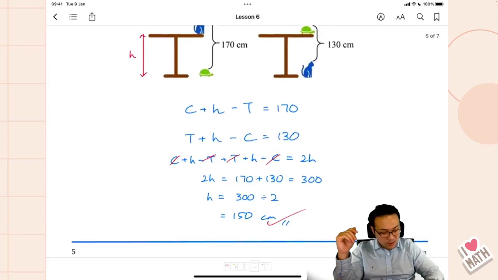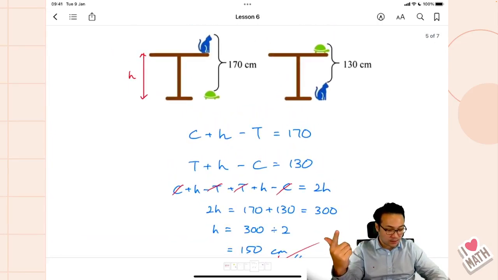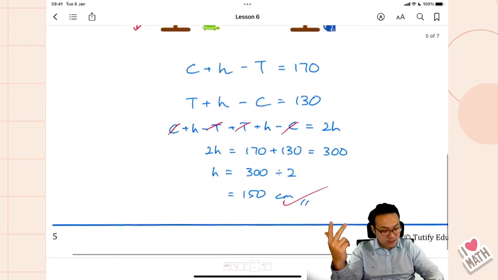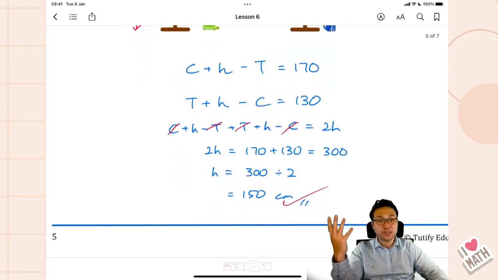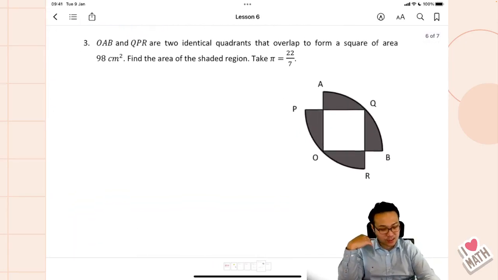Over here, you see, I use the alphabet. Cat, C, turtle, T, table, the height of the table, I say H. That's what I'm trying to find, H. So I write everything down and you make it easy for me to solve the question. Okay? So let's try out the next one, which is circles.